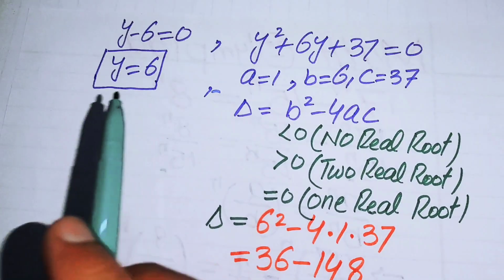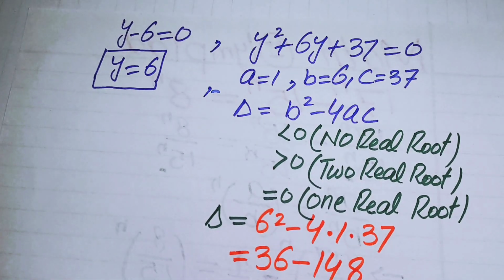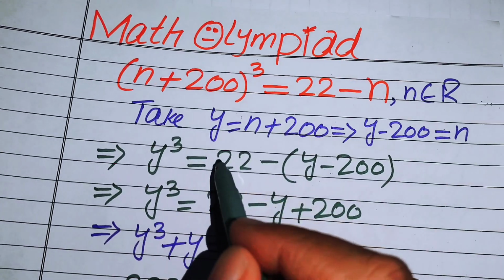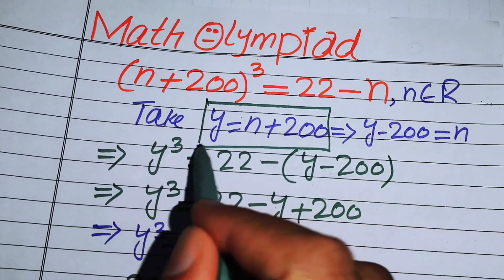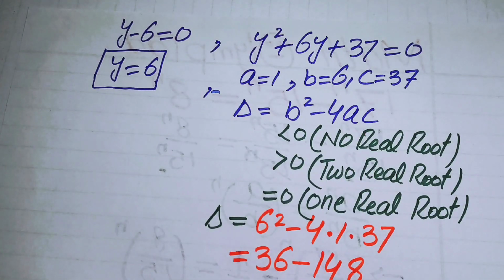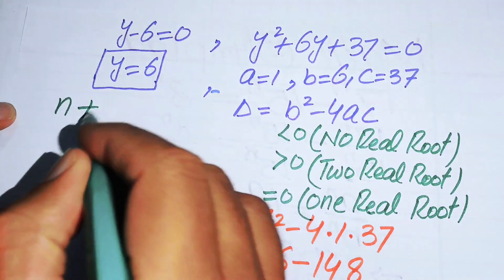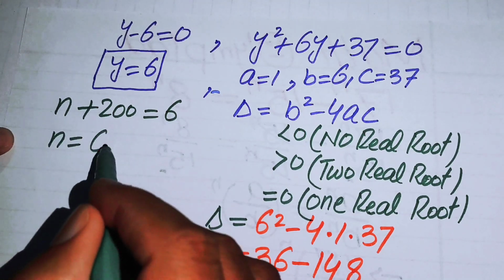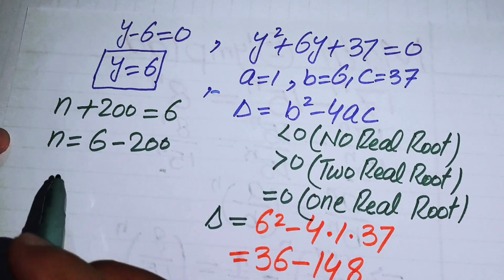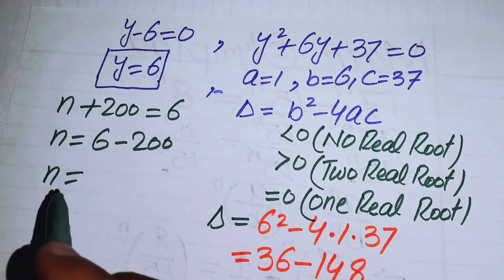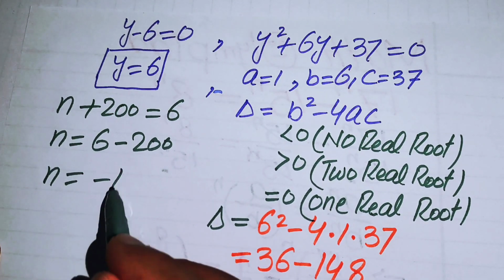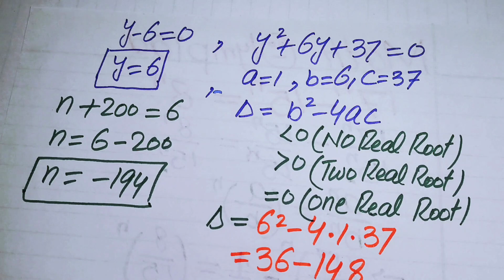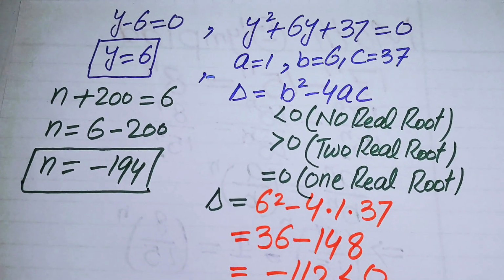So in this case we have y equals 6, and at the start of the problem we took y equals n plus 200. So now we will back substitute the value of y, and it becomes n plus 200 equals 6, and we move this 200 to the right hand side, and you get 6 minus 200. So finally you will get the value of n equals minus 194. So this is our final answer to this problem, and thank you so much for watching this video.